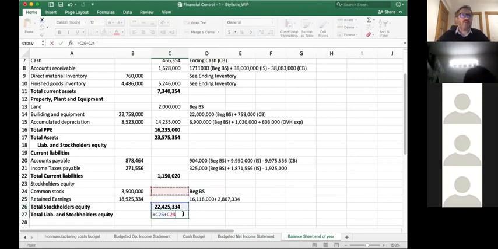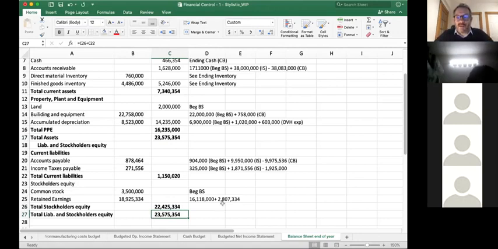And so now we have to check that our balance sheet is balanced. So we have the same amount on both sides of the balance sheet. So this is correct. We get the same amount here and there. So it's usually a good sign that we did not forget anything.